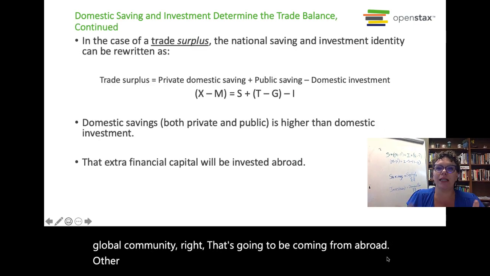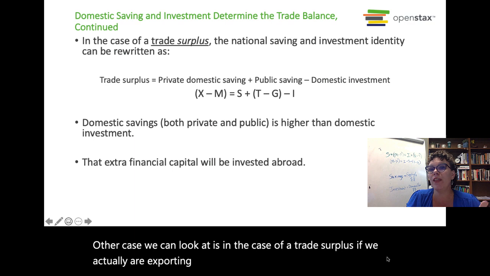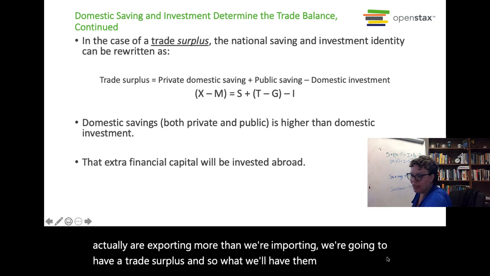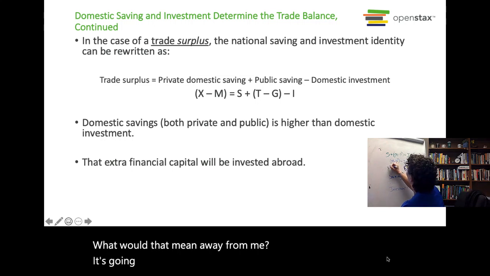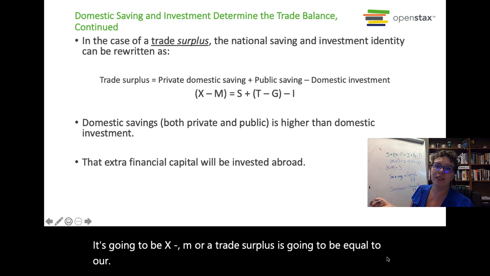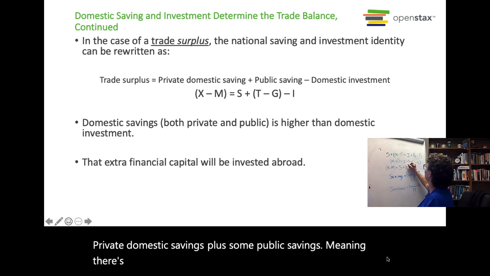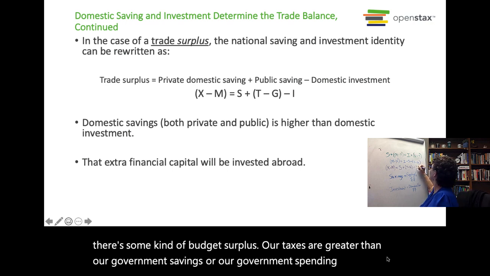The other case we can look at is in the case of a trade surplus. If we actually are exporting more than we're importing, we're going to have a trade surplus. And so what we'll have then instead is X minus M, or a trade surplus, is going to be equal to our private domestic savings plus some public savings, meaning there's some kind of budget surplus, our taxes are greater than our government spending, minus domestic investment.